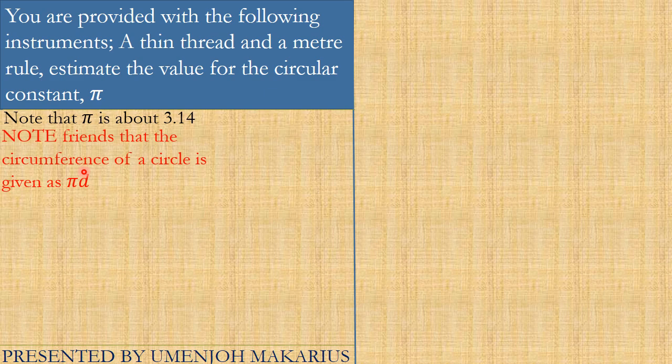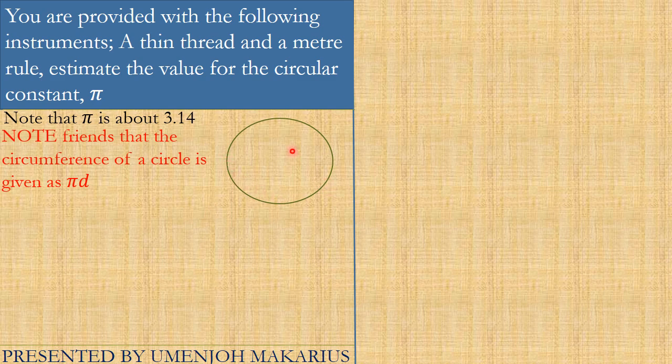So friends, in this case, like I said initially, you take the thread, you join the ends together, and you put it on your table, and adjust it so well in such a way that it is going to form a circle. So we are going to have a circle of this form. This is the circle that is going to form, but not as perfect as this.